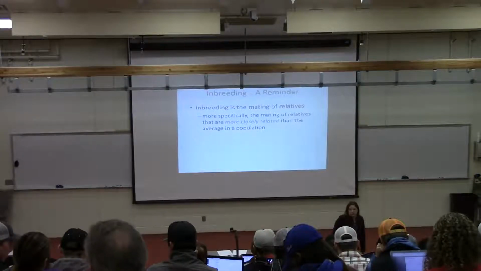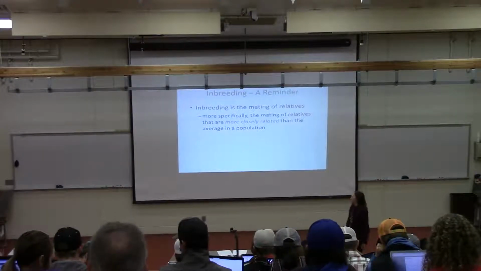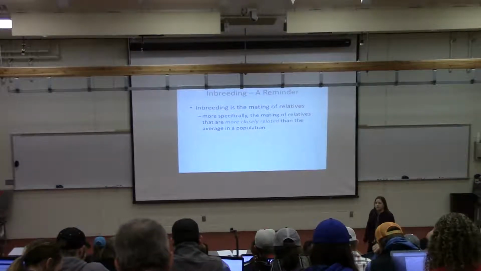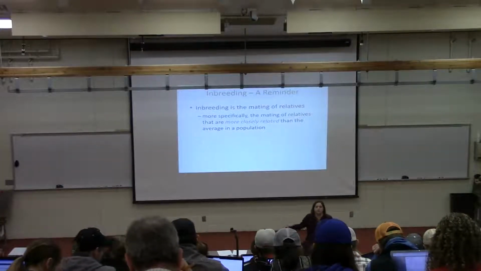Okay, so inbreeding, this is a reminder, I think we've defined it before, is the mating of relatives or mating of individuals that are more closely related to one another than the population is on average.